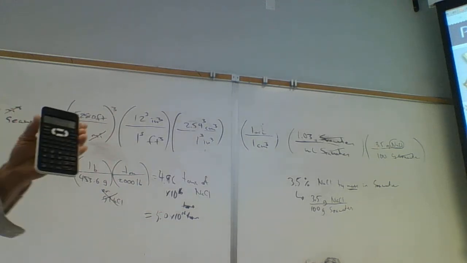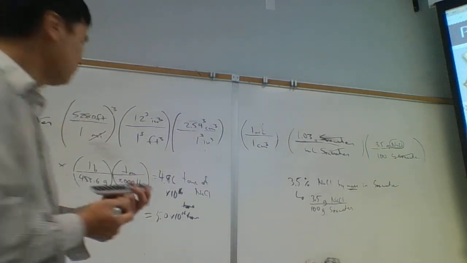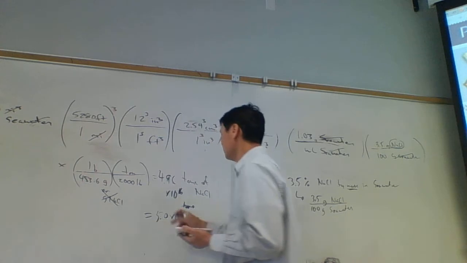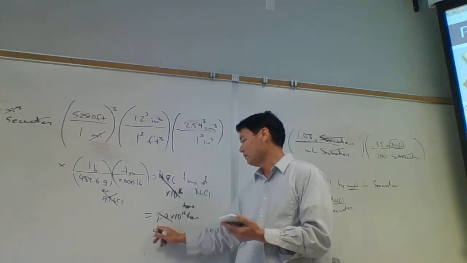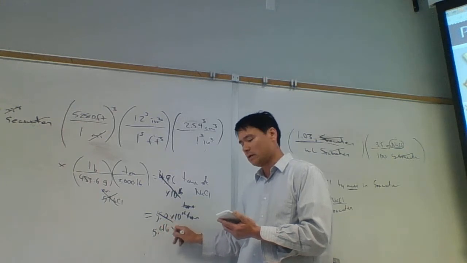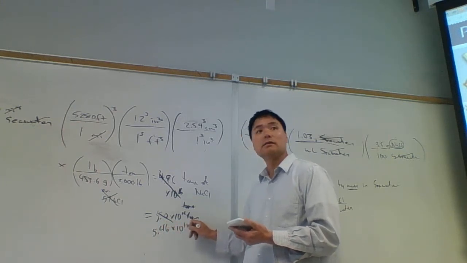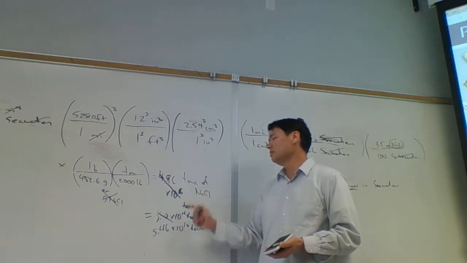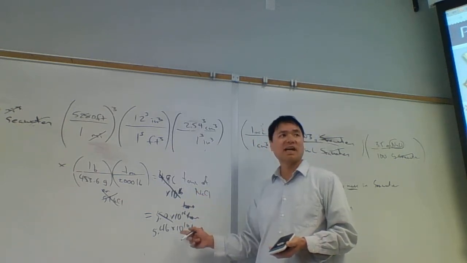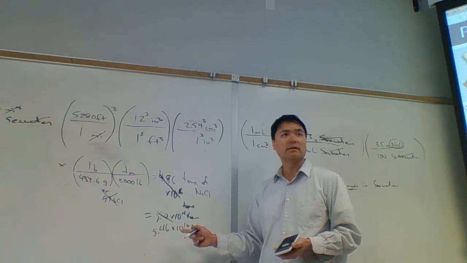Okay, then when I redo it on my calculator, I got this. I got a different answer than this one. When I redo it on this calculator, I got 5.46 times 10 to the 16 tons, right? And so if I got two different answers, then I do it a third time just to make sure, right?